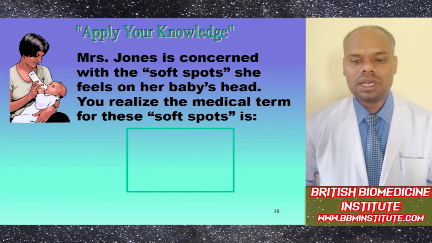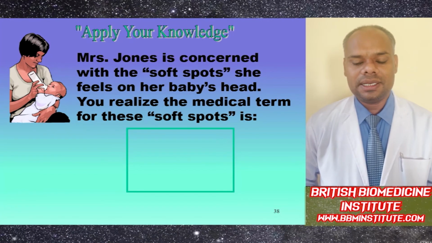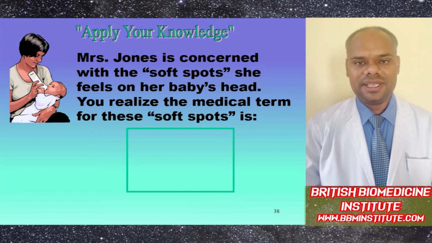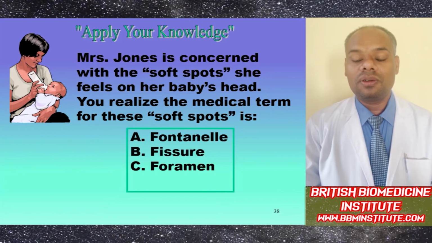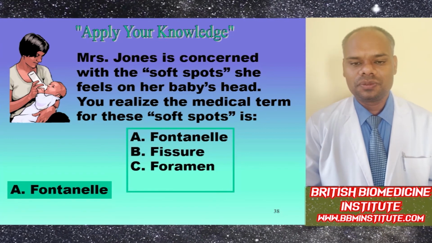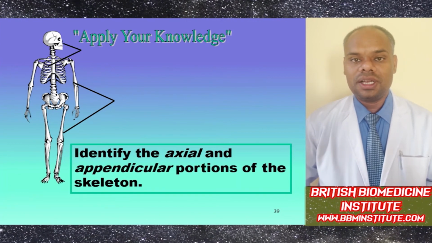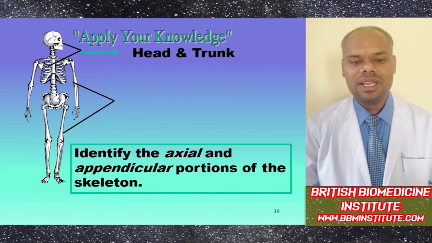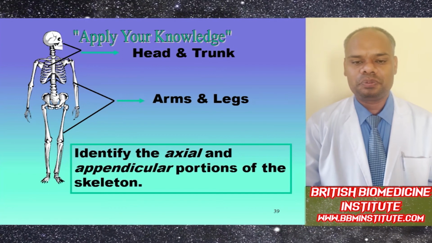Mrs. Jones is concerned with the soft spot she feels on her baby's head. You realize the medical term for this soft spot is either fontanelles, fissures or foramen. So here the correct answer is fontanelles. Identify the axial or appendicular portion of the skeleton. The upper part is known as the head and trunk, and the other part is known as your arms and legs.